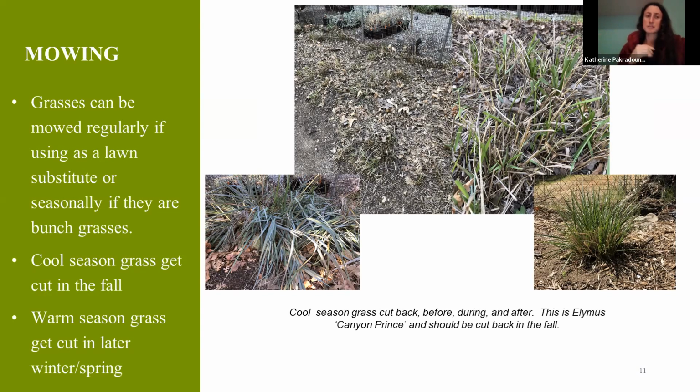Same thing with the warm season grasses. So warm season grasses in the winter or early spring haven't come out of their winter dormancy yet. So once it starts warming up, they're going to start emerging. So you cut all of that old winter dormant growth off. And so all the new stuff comes up, and it comes up just green with no other brown around it.